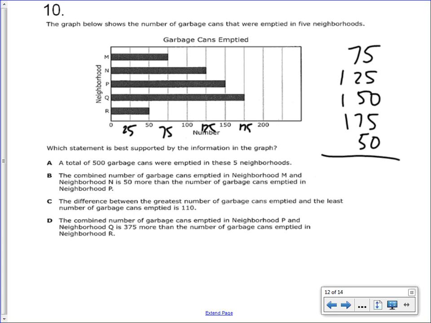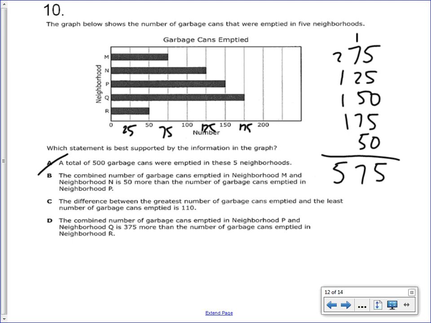When I add those together, I get 5, 10, 15. I get 7, 8, 9, 10, 15, 16, 17, 18, 19, 20, 21, 22, 23, 5, 6, 27, and 1, 2, 3, 4, 5. I get 575, which is more than 500. So A is not your answer.